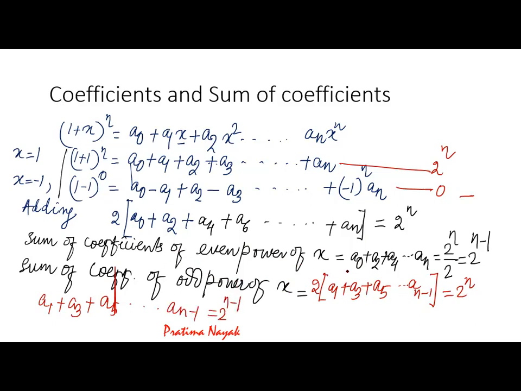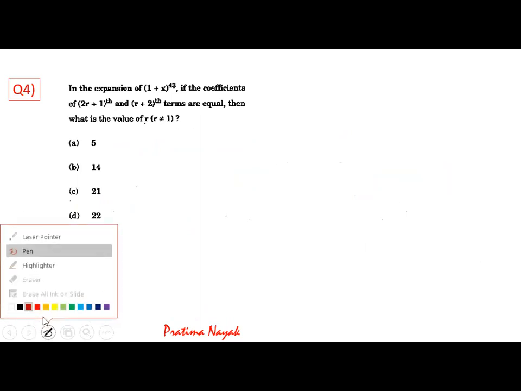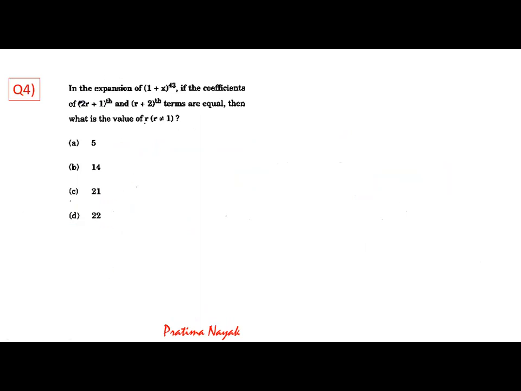So please note down and we'll proceed to the questions now. Now coming to the first question. In the expansion of (1 plus x) to the power 43, the coefficients of the (2r plus 1)th and (r plus 2)th terms are equal, then what is the value of r? So we are coming to coefficients.